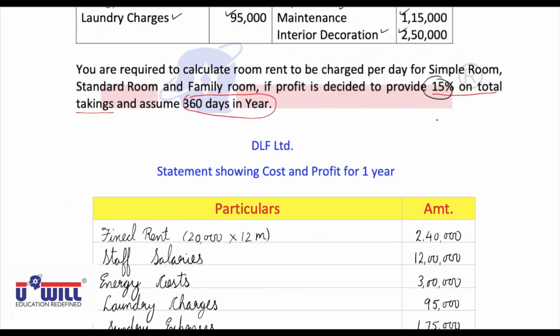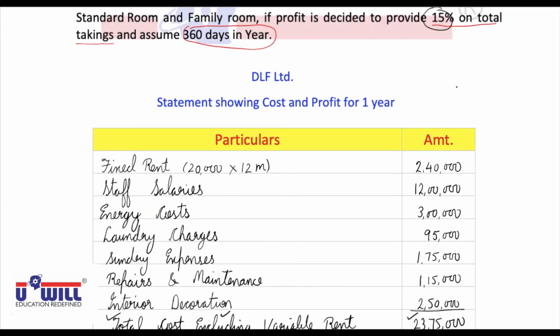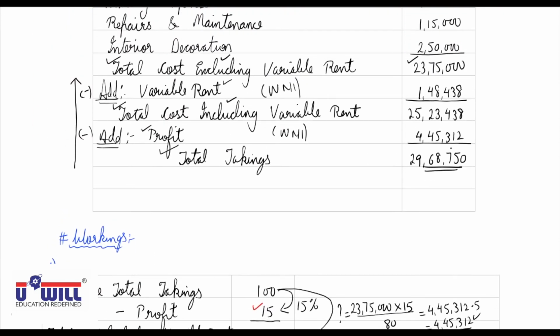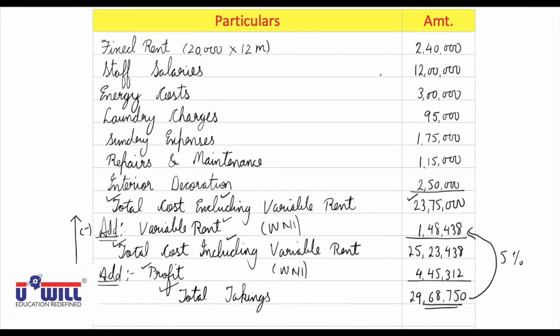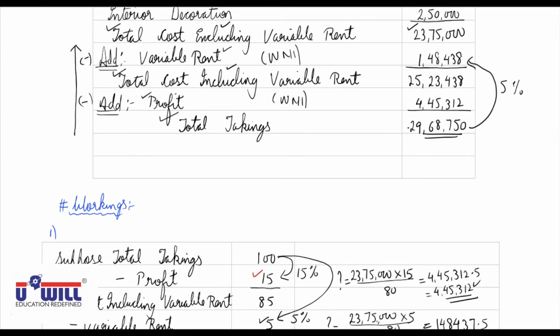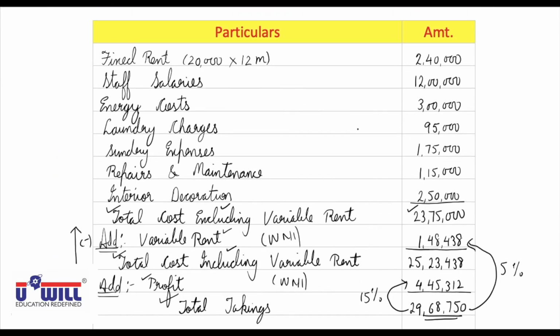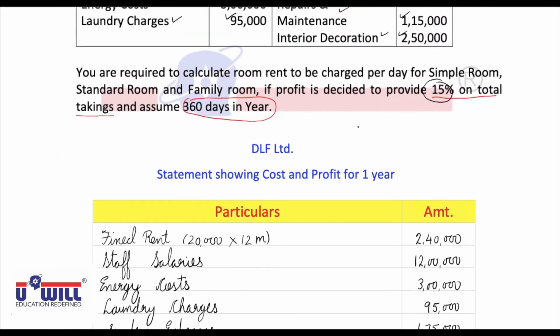Then cross check. As it is given, variable rent must be 5% of total takings. Total takings 29,68,750 into 5%, does it come to 148,438 or not? Yes. And same way cross check: this profit must be 15% of total takings. So 29,68,750 into 15%, does it come to 445,312 or not? Yes. So first calculation of total takings is done.